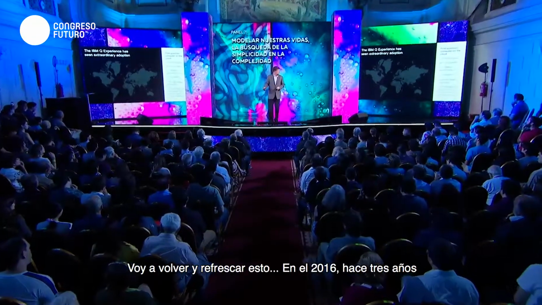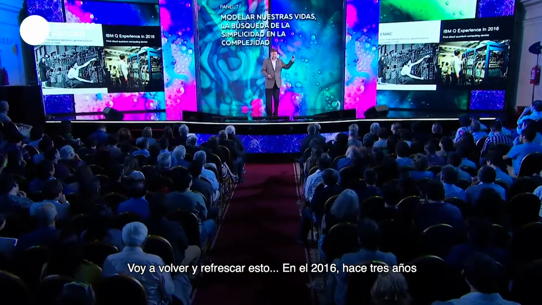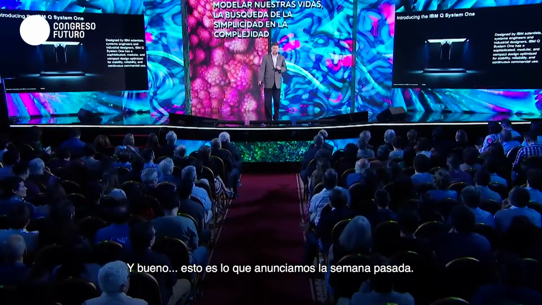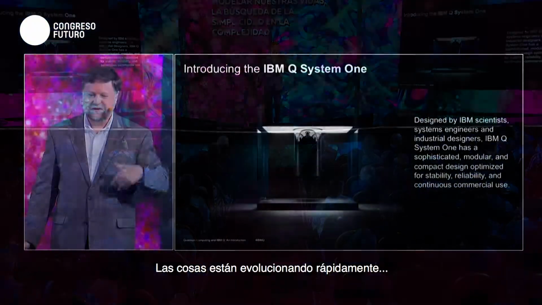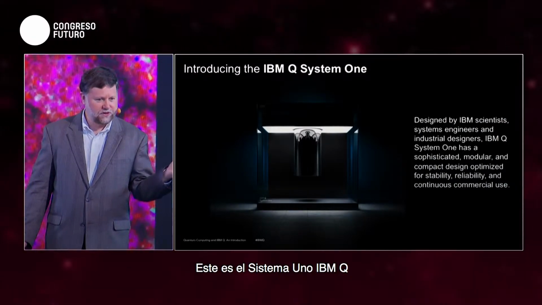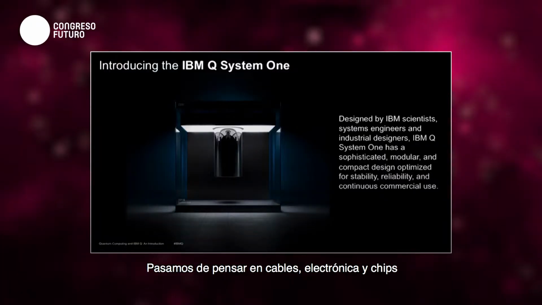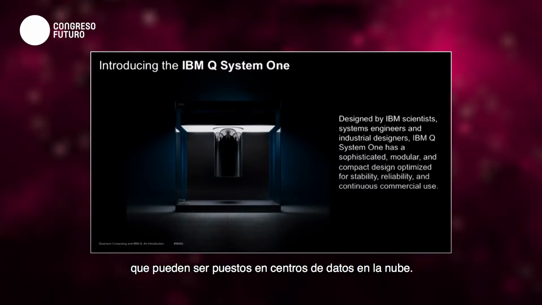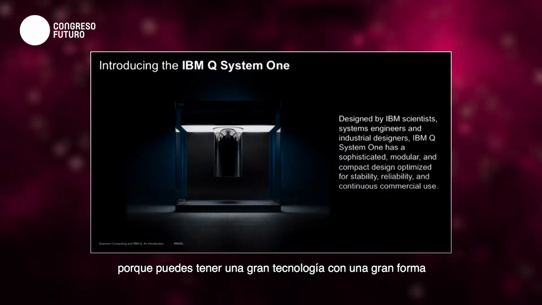So I'm going to go back just to refresh this. 2016, 3 years ago. Well, this is what we announced last week. Things are evolving kind of quickly. This is the IBM Q System 1. We've gone from just thinking about wires and electronics and chips to full quantum computing systems that can be put in cloud data centers. I think you'll agree it's a little different from where we've gone. And it's beautiful too, because you can have great technology with great form.